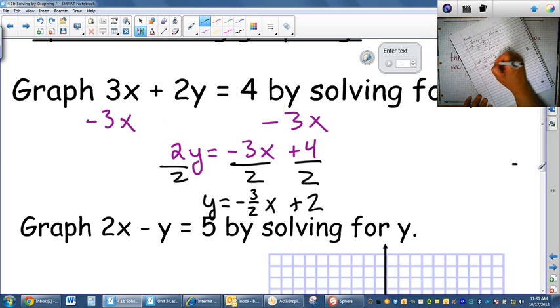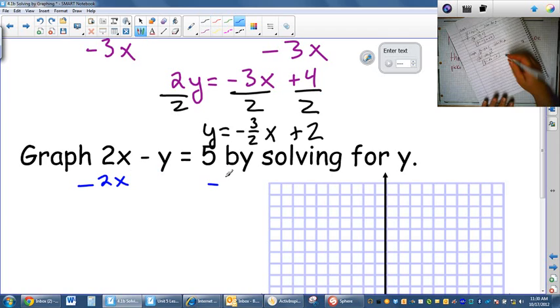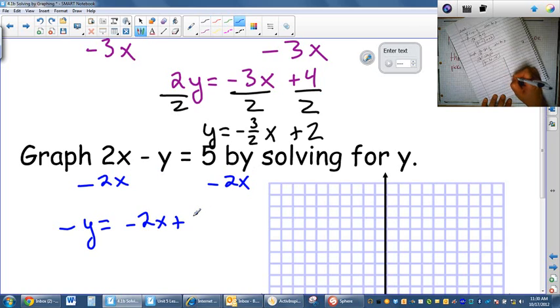So I have one equation. I now need to get the other equation. So to start this equation, what am I going to do? Josh, what should be first? Back to it. I get negative y equals negative 2x plus 5. And to finish this problem off, I'm going to do what, Julia?